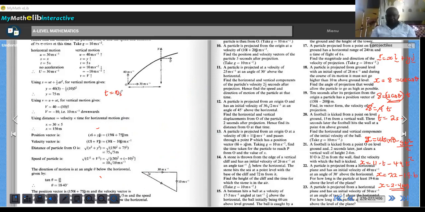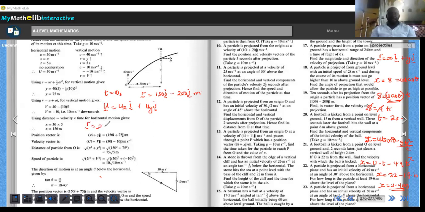After projection from the origin, a particle has a position. The position is defined by 150i and 200j meters. Find in vector form the velocity of the projection. They're asking you for the initial velocity, which is ux i plus uy j. Now remember one thing about this r.